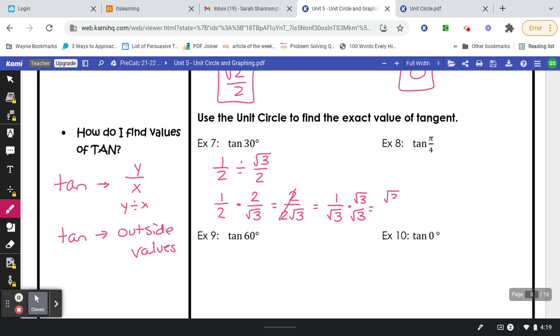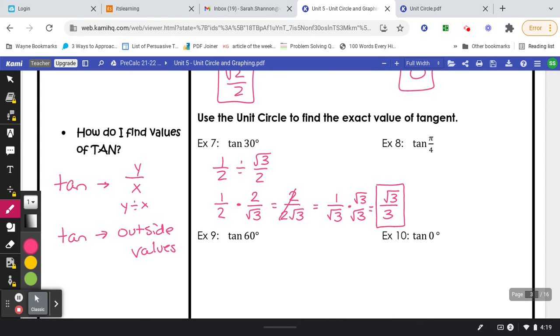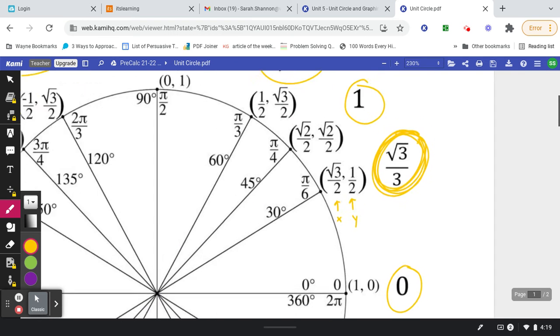I know this is a lengthy process, but remember, we don't have to do it for every problem because square root of 3/3, that answer, is right there for us. They've put the answer on there for tangent. So you don't have to do that process every time. You just have to look at your unit circle and find that outside value for tangent. So let's do the rest by just looking at the outside value. Tangent of pi/4.